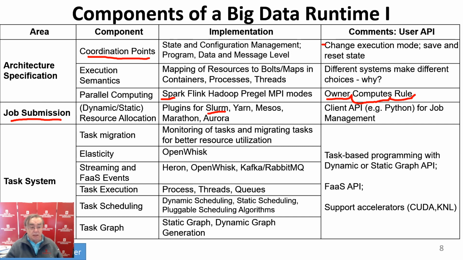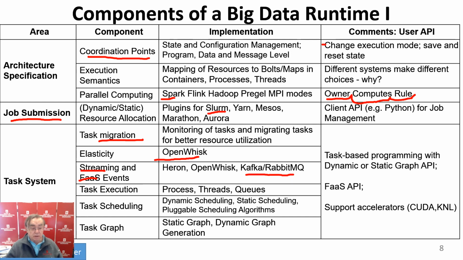If we now look at the tasks, we have to migrate tasks. We monitor them, see when they're busy, see when they need to be moved off a busy core and put on a non-busy core, or busy node and a non-busy node. Elasticity, which is certainly seen in OpenWhisk, is a key technology. Streaming and function as a service involve events. Those events have to be processed with technology like Kafka or RabbitMQ. And then they're handed to OpenWhisk or Heron. OpenWhisk is function as a service, Heron is streaming.